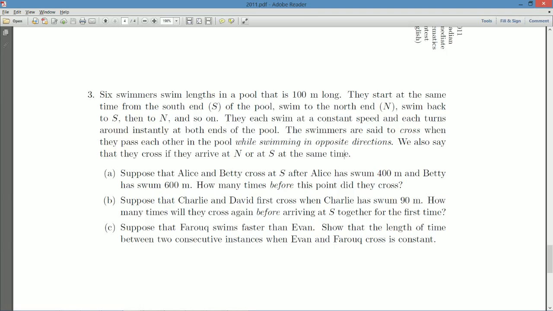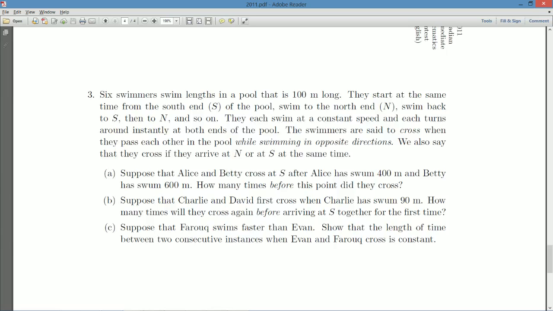So question part A. Suppose that Alice and Betty cross at S after Alice has swum 400 meters and Betty has swum 600 meters. Okay? So they're both at S at this point, and that counts as a cross. How many times before this point did they cross? Okay. So let's think here. Alice has swum 400 meters, Betty has swum 600 meters. How many times before this point did they cross?